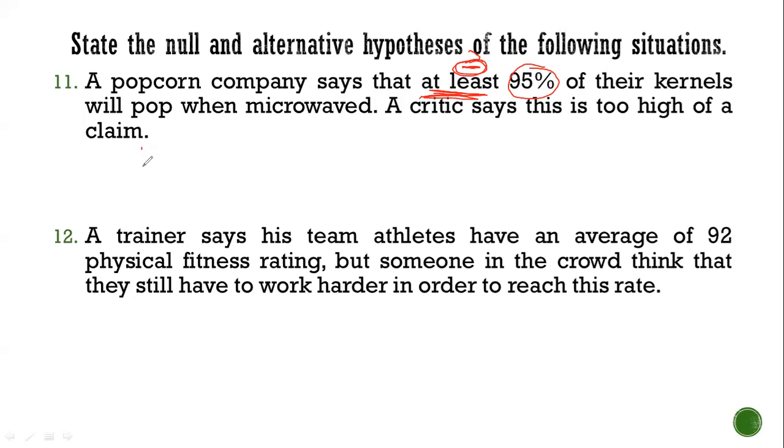Right? So we have here your H naught. So it says there 95%. So anong gagamitin natin? Of course, it's P, proportion. P, proportion. At least. Okay? Still, merong equal doon. 95% or 0.95, pwede rin.